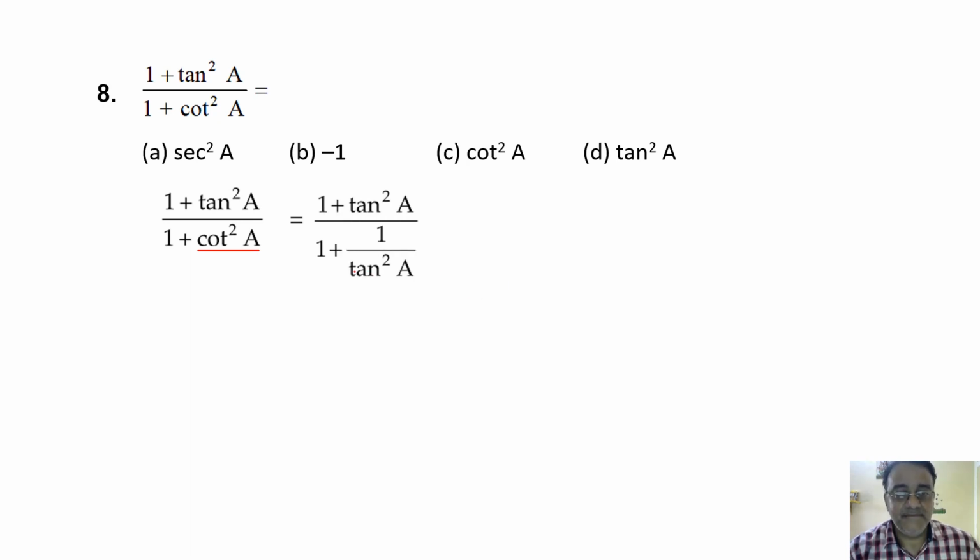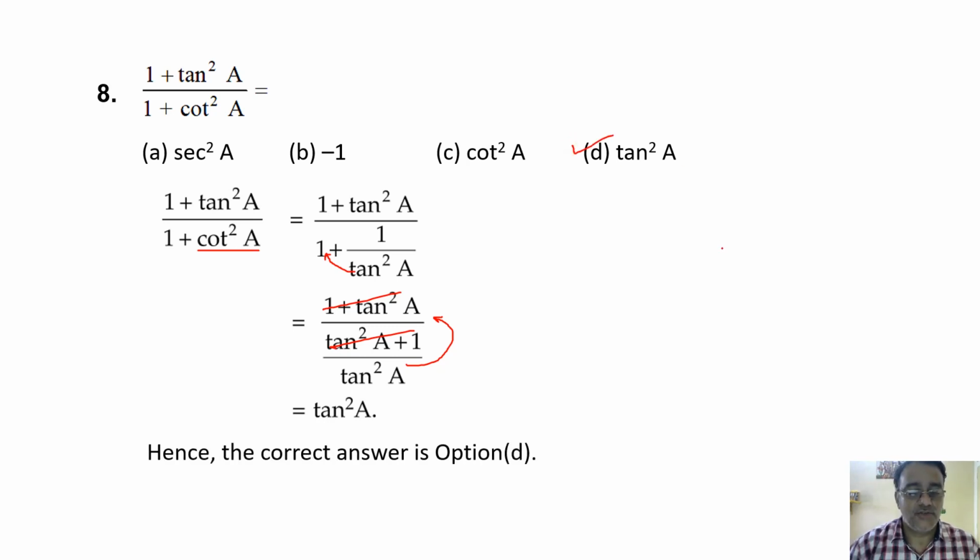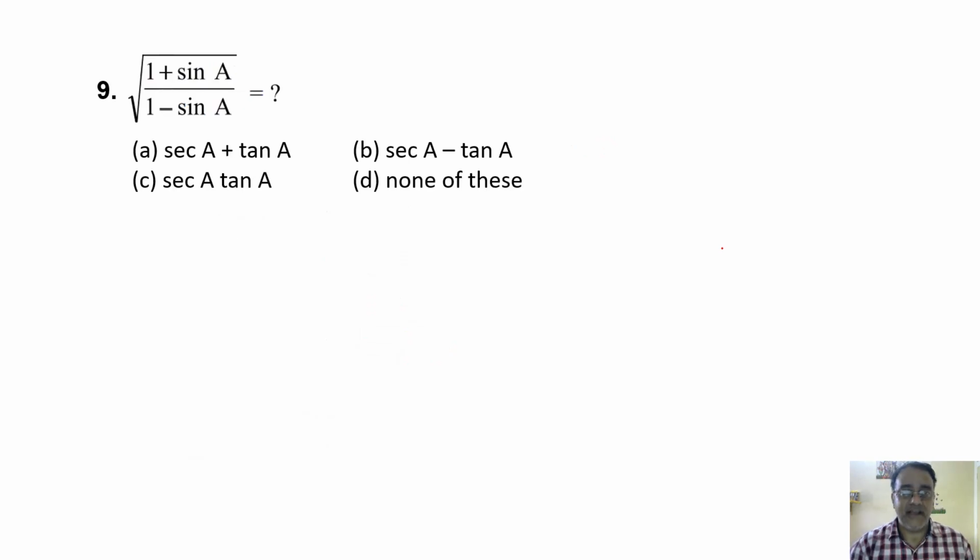Now take LCM. If you take LCM, you will get in the denominator tan square A plus 1 upon tan square A. Now see, 1 plus tan square A and tan square A plus 1 will be cancelled और ये न्यूमरेटर में आ जाएगा क्योंकि जब हम लोग मल्टीप्लाई करते हैं तो रेसिप्रोकल लेना है, right? So we'll get tan square A. So which option is the correct one? Option D. Option D, right. So now we are moving toward question number 9.